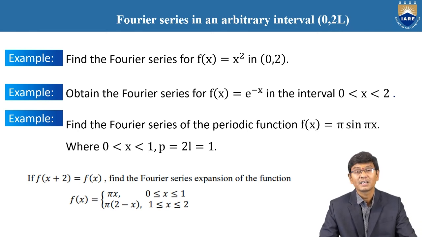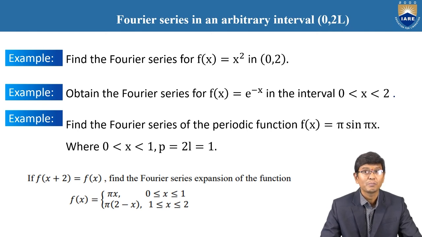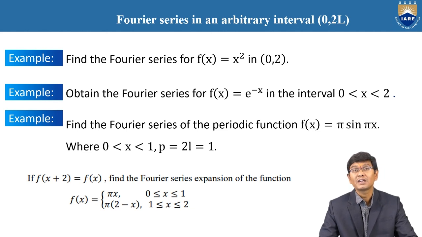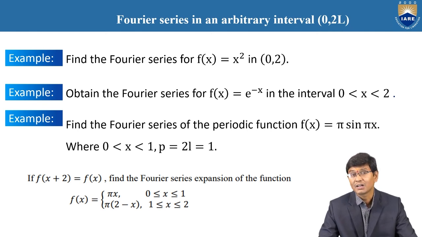Therefore, with the help of the general formula for 0 to 2l only, we need to find the a0, an, bn values, then find the solution. And again, one other problem we just now discussed, that is, find the Fourier series of the periodic function f of x equal to pi into sin pi x. Here also we should not concentrate on whether the function is even, odd or neither, because the limits are not specifically minus pi to pi or 0 to pi, and it is not asking for the sine series or cosine series.